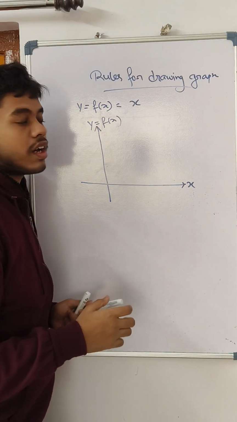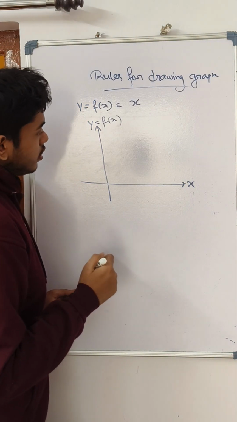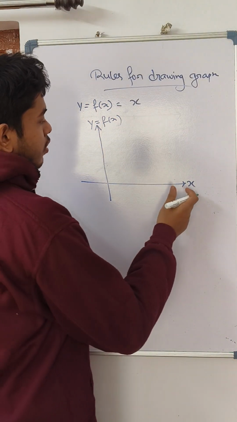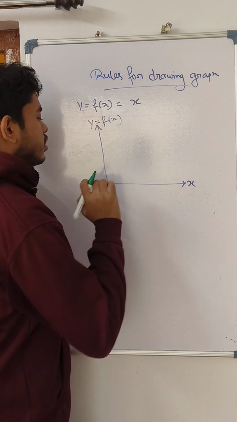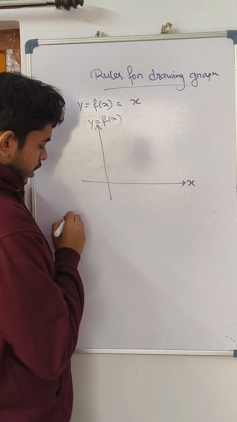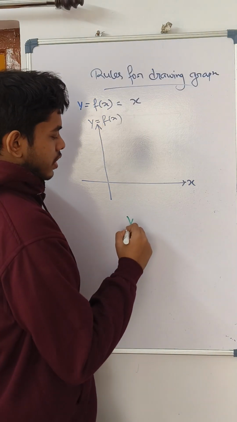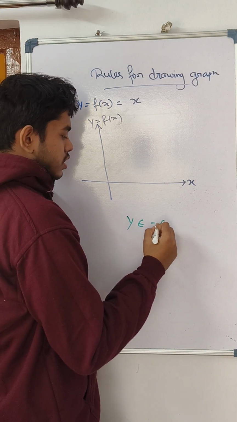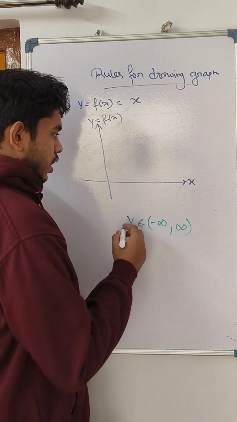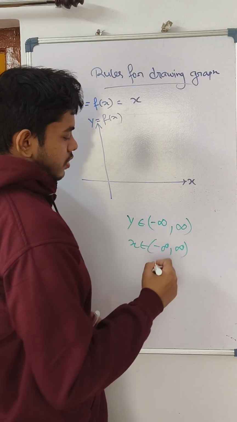Okay, then after that, set the maximum and minimum value of x. So here the minimum value will be minus infinity. Y can be minus infinity to plus infinity. Okay, and x can also go to plus infinity.